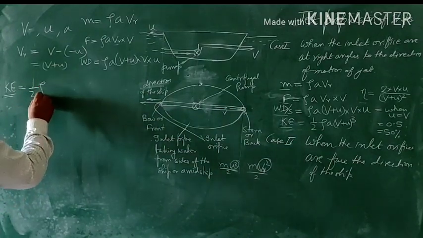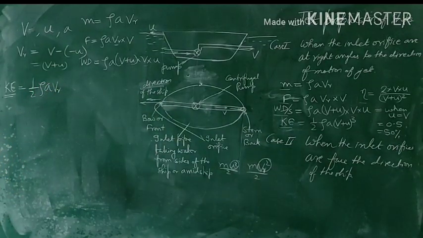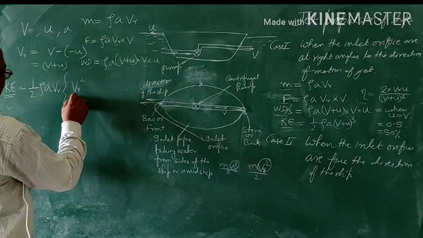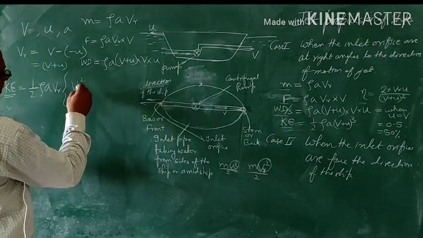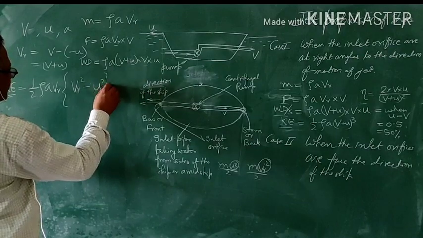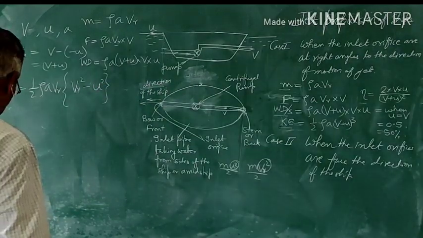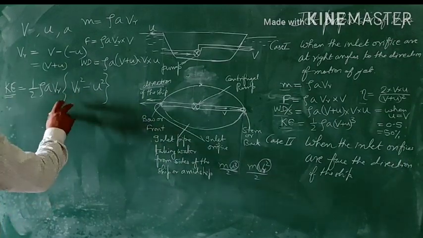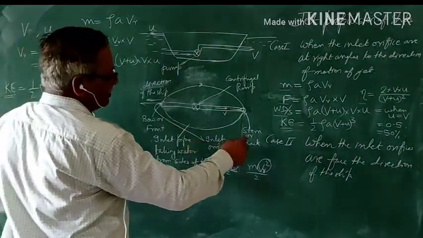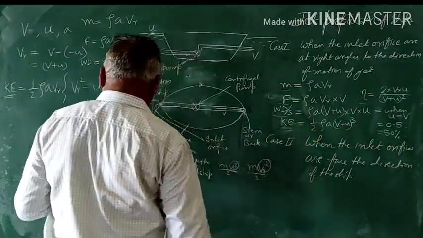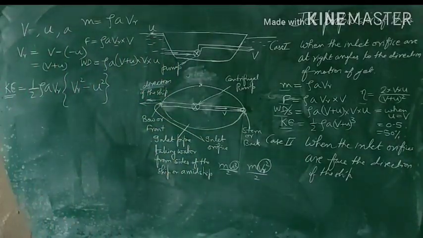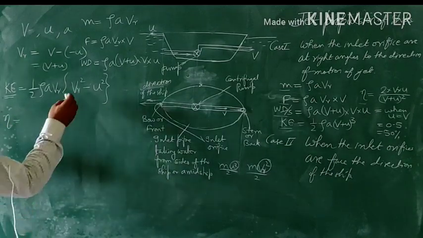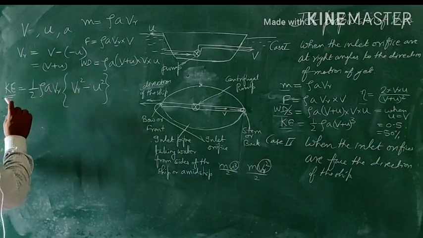So 1 by 2 rho A Vr, that is the mass flow rate, multiplied by the outlet jet velocity Vr, so Vr square minus the initial velocity u square. So this is the kinetic energy which we are supplying in this case. But in case 1, this was the kinetic energy. So to find out the efficiency of the jet or the propeller, we have the work done per second divided by the kinetic energy.